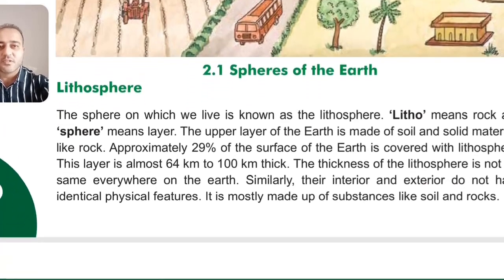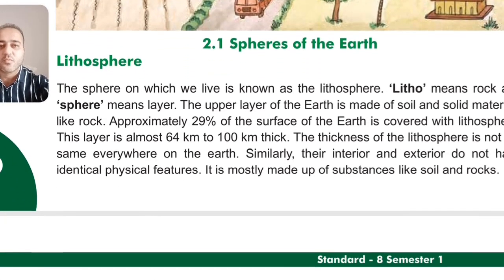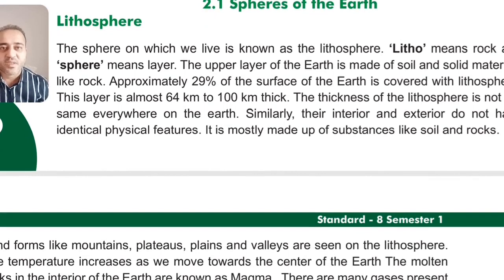Then the first paragraph is about lithosphere. So what is lithosphere? That we'll study in detail, right? Different spheres of the earth are explained, and the first explanation is about lithosphere. The sphere on which we live is known as the lithosphere, that is the land, right? Litho means rock and sphere means layer. That is the meaning of the word lithosphere. As we all know, the earth is made up of different layers.